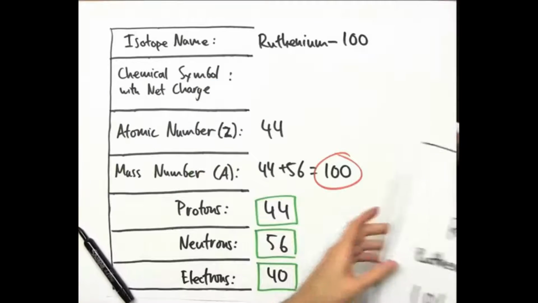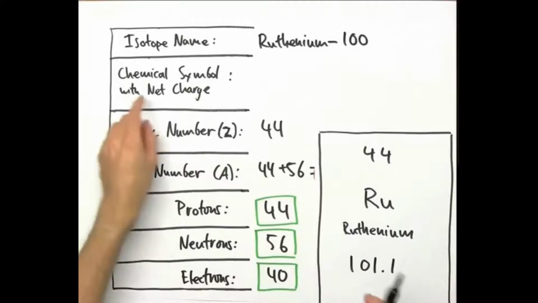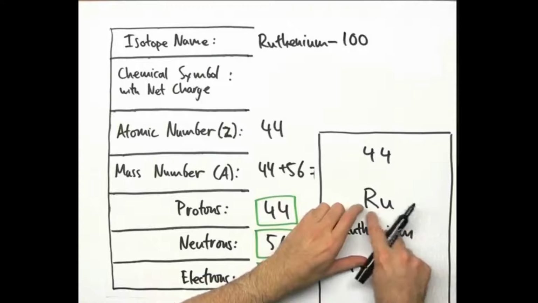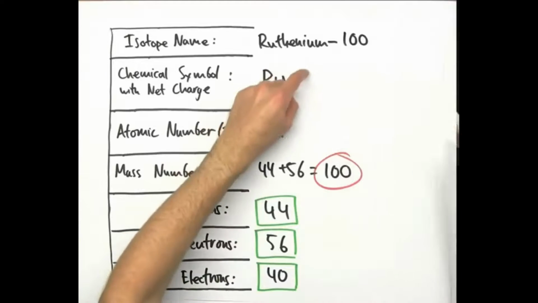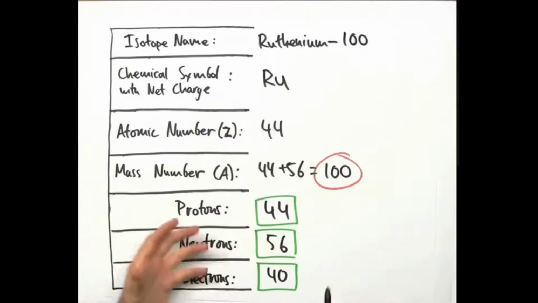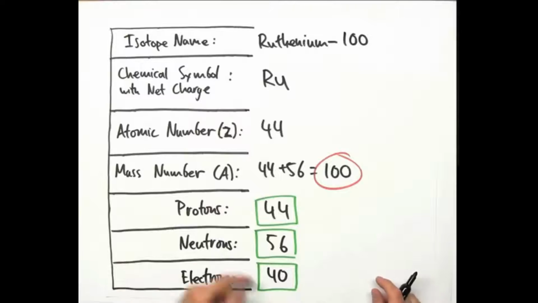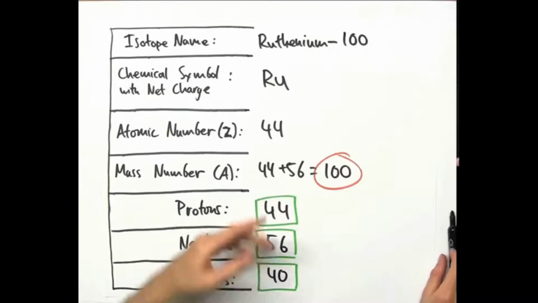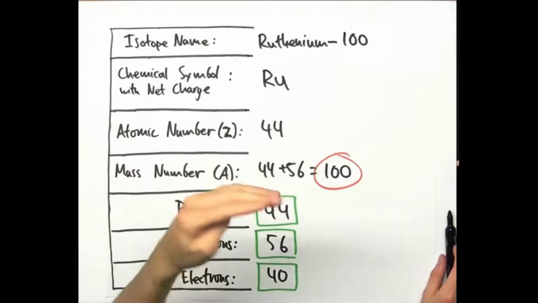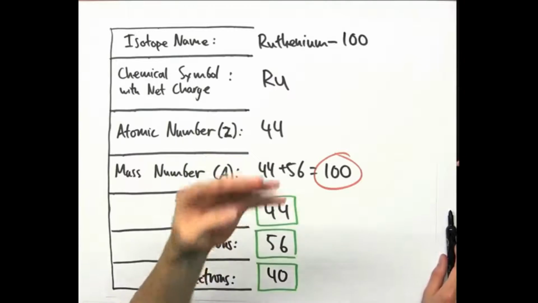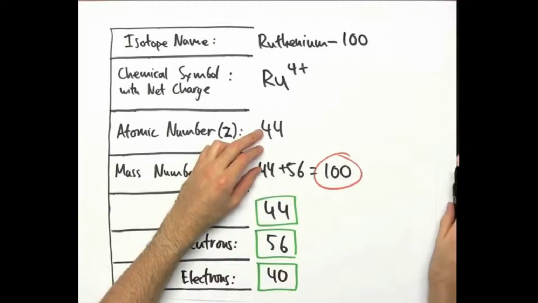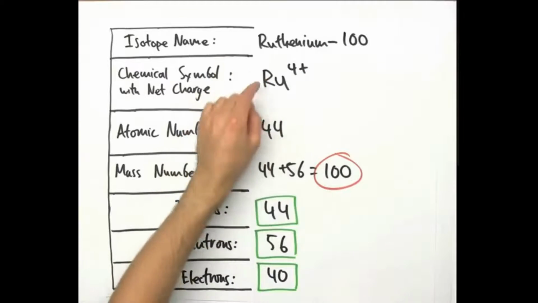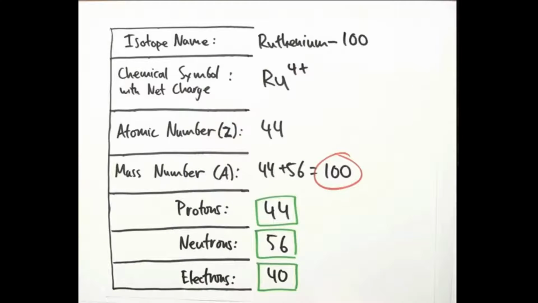Let's go back to the periodic table to find out what the chemical symbol is. The chemical symbol is right here. It is Ru. And now for the net charge that we'll put up here, it's protons and electrons. So there are 44 protons and 40 electrons. That means there are 4 more protons than electrons. So there's going to be a net charge of 4+. Ru 4+ is going to finish this off as the chemical symbol with a net charge.